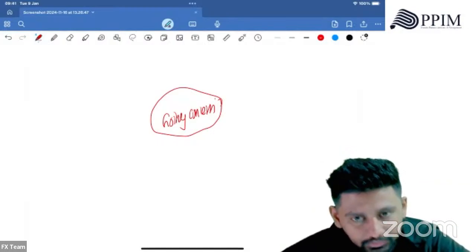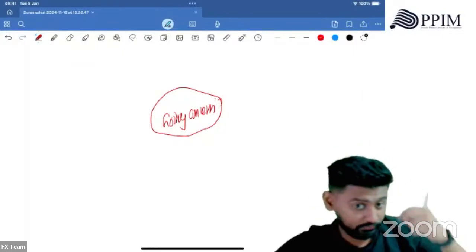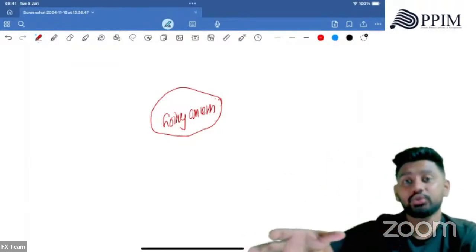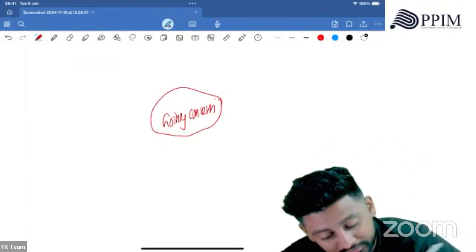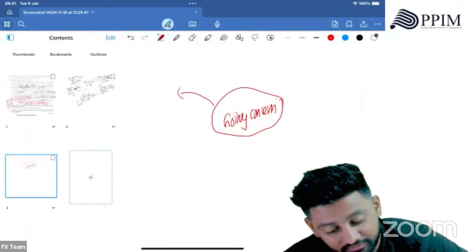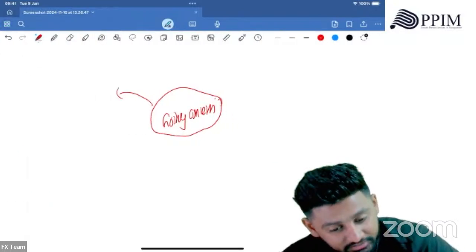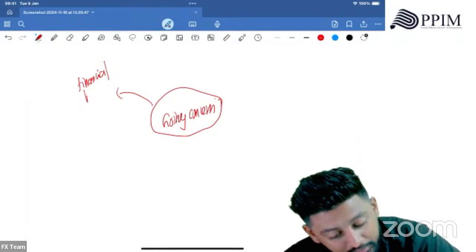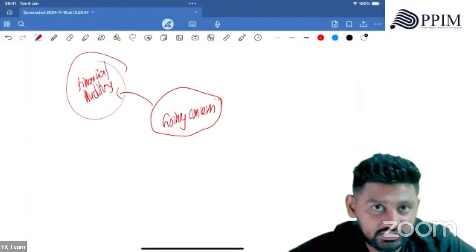Okay, brilliant. Now, coming back, as an auditor, you need to identify events or conditions which can give rise to going concern problems for a company. What are these conditions and events? Number one, financial indicators. As an auditor, you will be looking for these problems within a company to understand if it's a going concern or not.